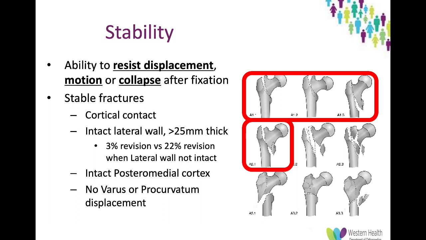Stability of a fracture refers to the ability of a fracture to resist further displacement, motion, and collapse after internal fixation. If we look at the stable fracture configurations, which are highlighted in red, we see that they share similar qualities, including intact cortex, intact lateral wall, which is at least 25 millimeters thick, intact posteromedial cortex, and no varus or procurvatum displacement.